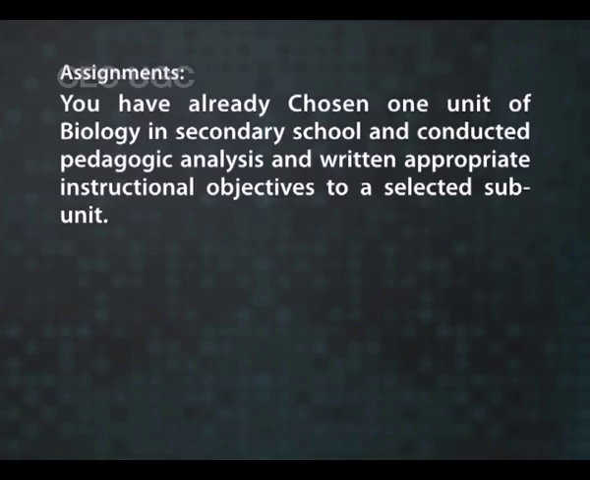Let us summarize the discussion. We have discussed stating general instructional objectives and specific instructional objectives in this session. Here is an assignment for you. You have already chosen one unit of biology in secondary school and conducted pedagogic analysis and written appropriate instructional objectives to a selected subunit.